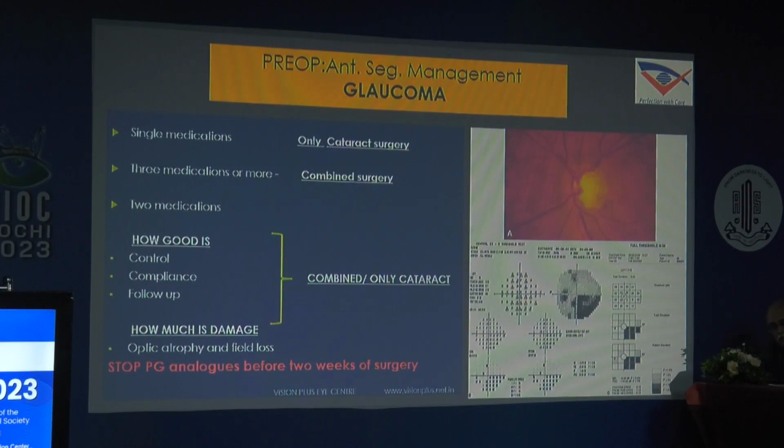Earlier, PG analogs used to be discontinued, but now I think most glaucoma specialists do continue with the PG analogs. But evaluating the disc is important. Often what happens is, you're so focused on your diabetic retinopathy that you actually miss evaluating the disc. So taking a good disc photograph and documenting is a good idea.